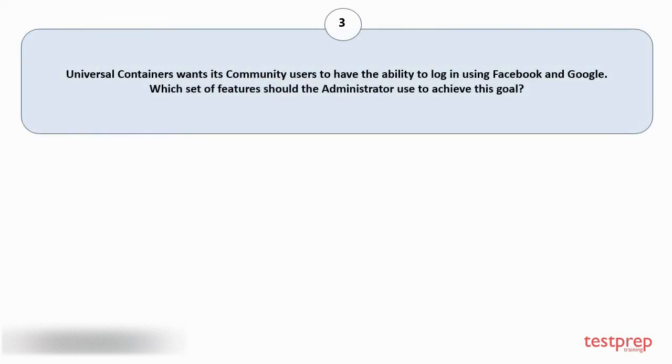Question number 3. Universal Containers wants its community users to have the ability to log in using Facebook and Google. Which set of features should the administrator use to achieve this goal?